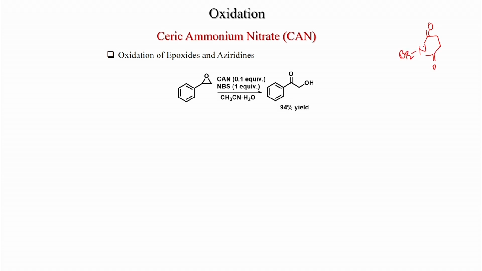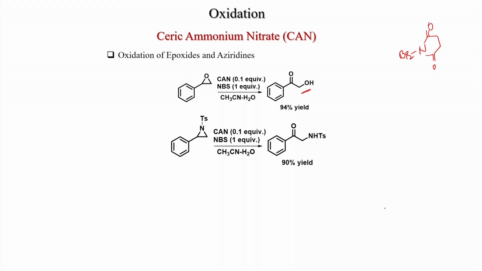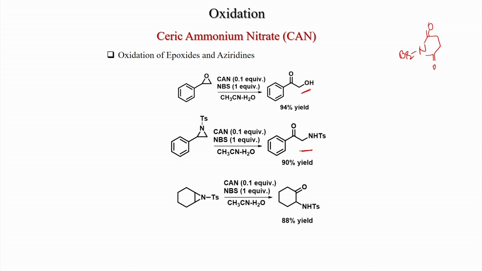So, this is N-bromosuccinimide, 1 equivalent in acetonitrile water, it gives this 2-hydroxyacetophenone. The alcohol is on the primary and the carbonyl is on the secondary, this is the ketone. And here also this N-tosyl aziridine can be ring opened and followed by oxidation with ferric ammonium nitrate and NBS in acetonitrile water, it gives this aminoketone in 90% yield.